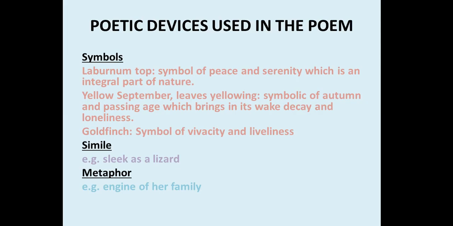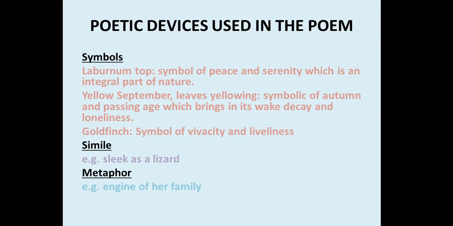In this poem, the poet has used poetic devices beautifully, and some of the examples are, the first one is symbols. Symbols like laburnum top, it is the symbol of peace and serenity, which is an integral part of nature. Yellow September, leaves yellowing, symbolic of autumn and passing age, which brings in its wake decay and loneliness. And finally, goldfinch, the symbol of vivacity and liveliness.